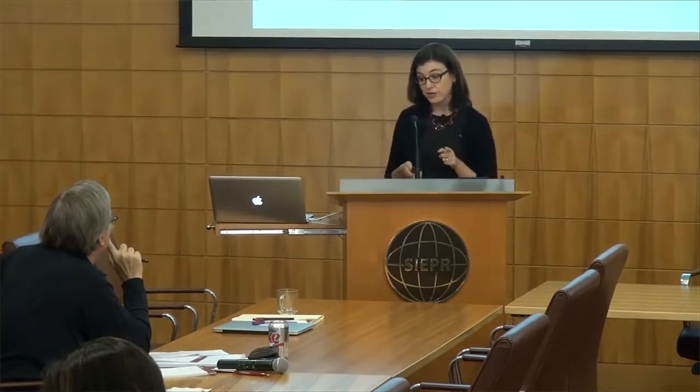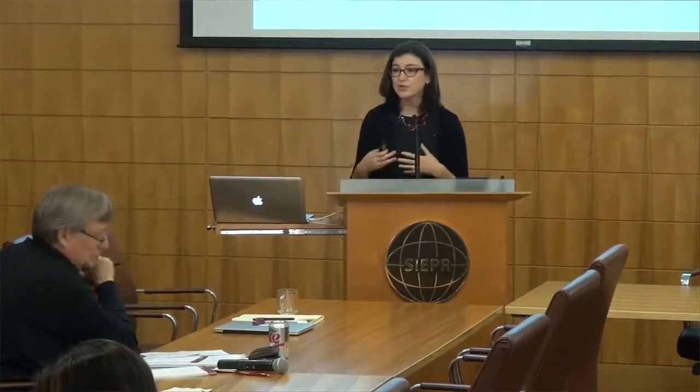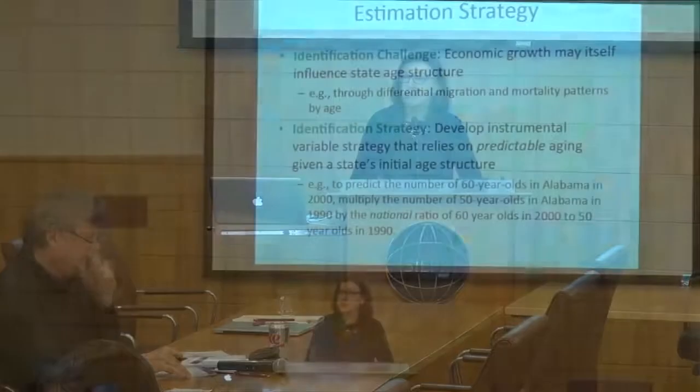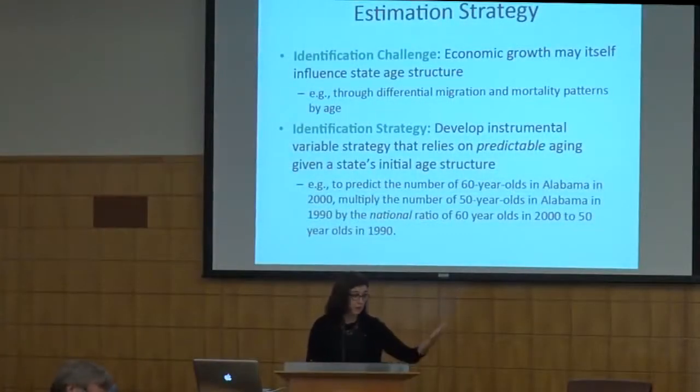And so an example would be to predict the number of 60-year-olds in, say, Alabama in the year 2000 by multiplying the number of 50-year-olds in that state in 1990 by the national ratio of 60 to 50-year-olds across that 10-year period. Okay, so to understand this, it's sort of like a population Bartik instrument, or an instrument for a Bartik for population growth rather than for, say, employment growth. Okay.